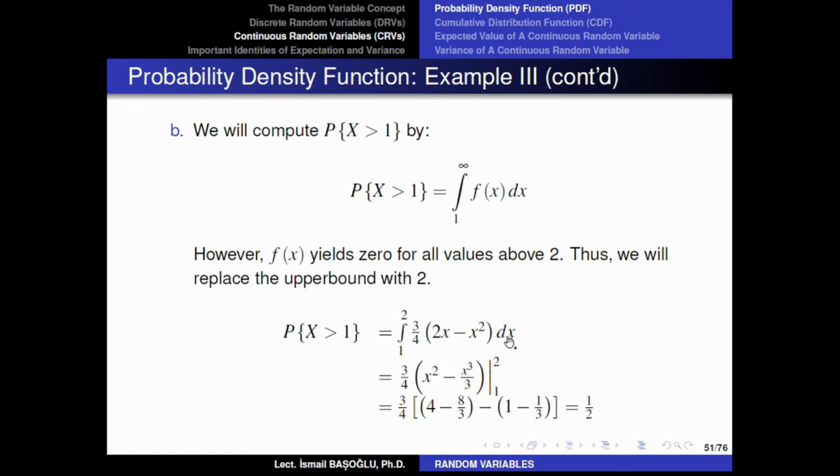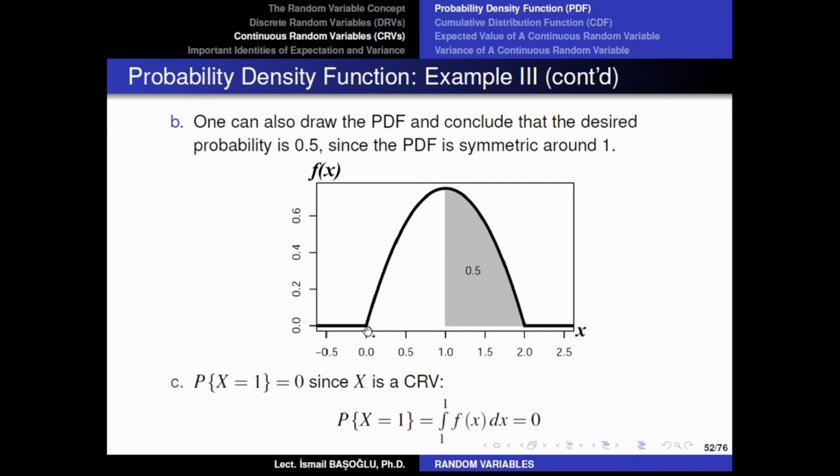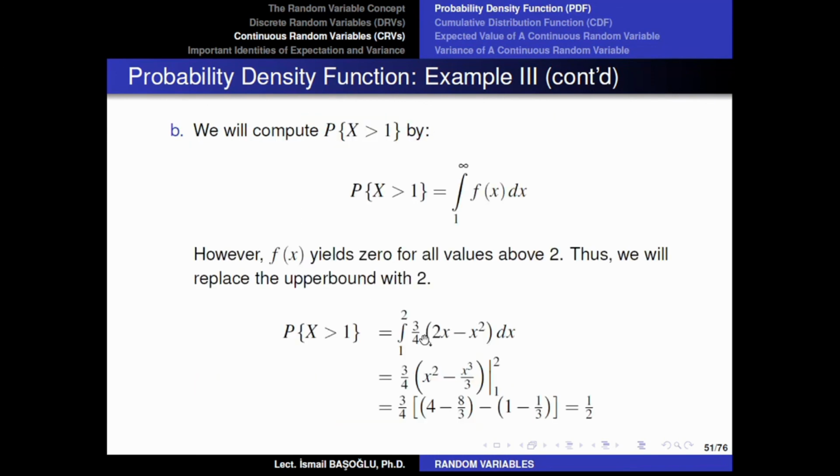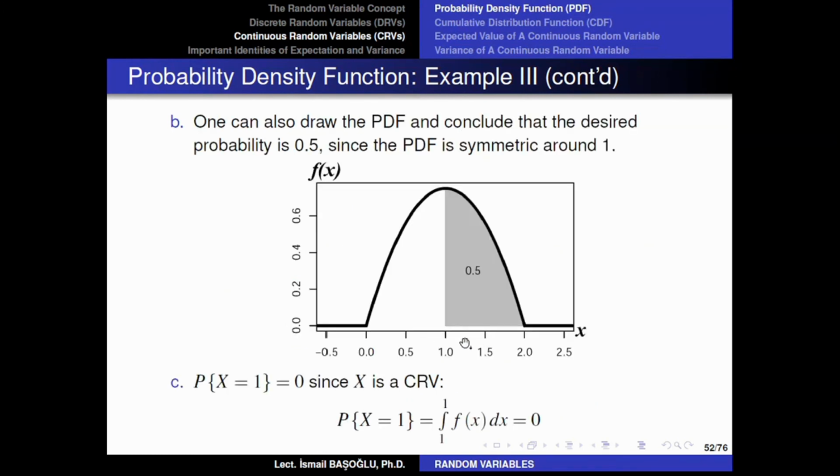When you integrate this function, you get 1 over 2 as a result. So that's it basically. You need to calculate the integral of the PDF and plug in the values 2 and 1. This is going to give you the area under the PDF between 1 and 2. And actually our PDF here is this: remember, the PDF is 3 over 4 times 2x minus x squared.